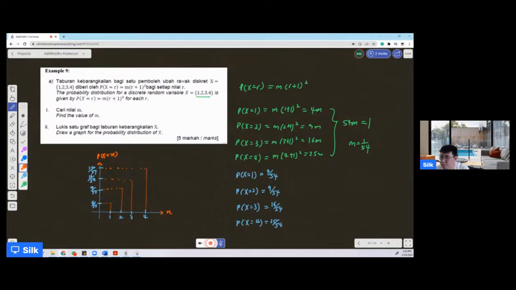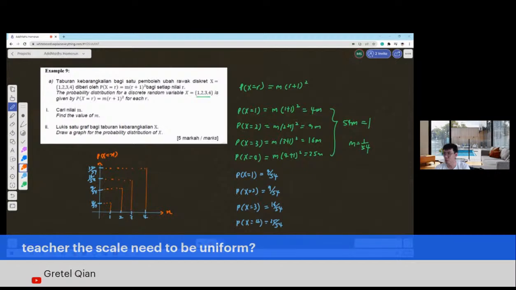Teacher, does the scale need to be uniform? No need. No need to be uniform. They just want you to sketch it. You don't have to purposely sketch on the graph paper unless they say to sketch on the graph paper. Yes, then you sketch on the graph paper. Or else you don't have to purposely make the scale uniform. So that's a great question here.